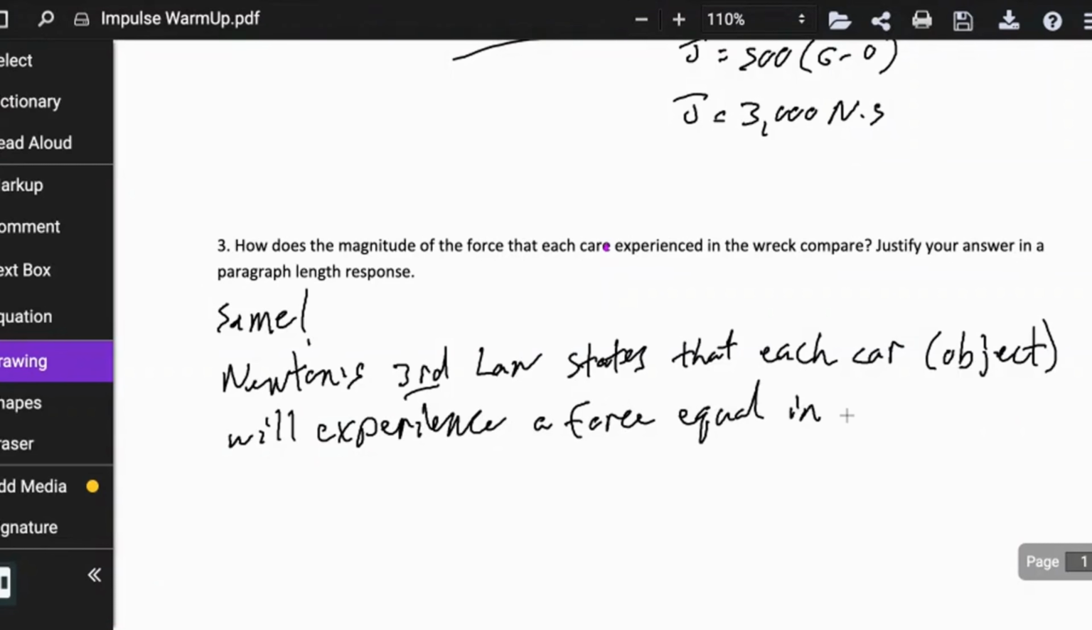in magnitude, but opposite in direction.